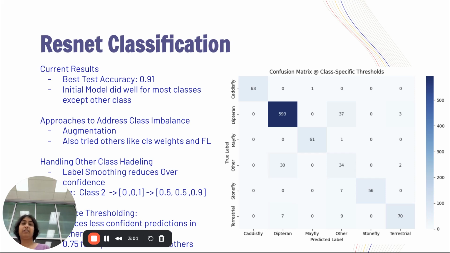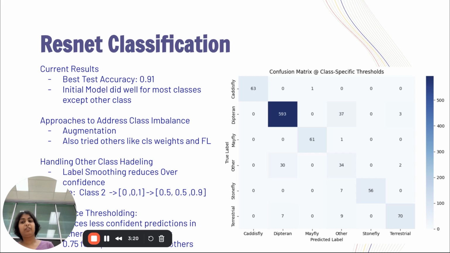The best accuracy we had was 91% on the testing set. Our initial model did well for all classes except for the other class, which may consist of any insect that doesn't fall into these five limited categories of caddisfly, dipteran, stonefly, terrestrial, and mayfly.